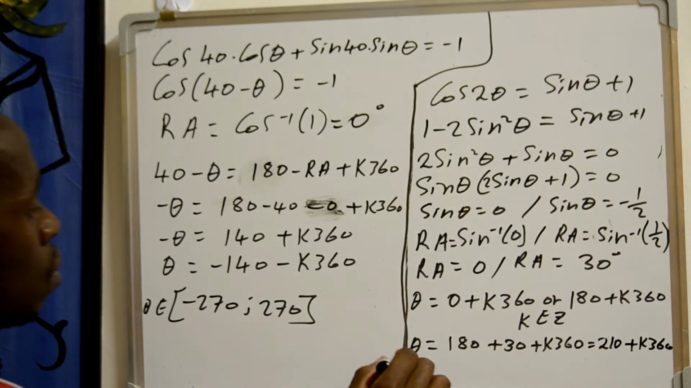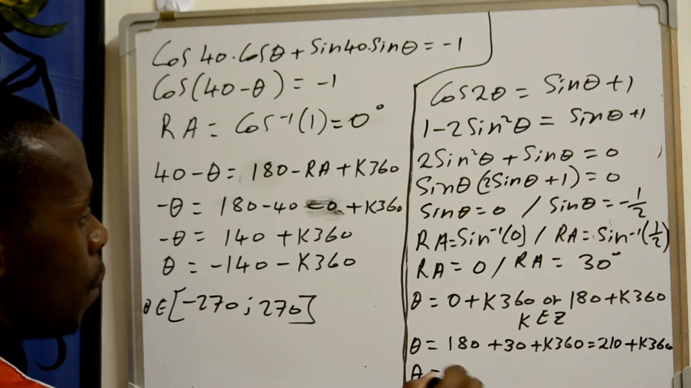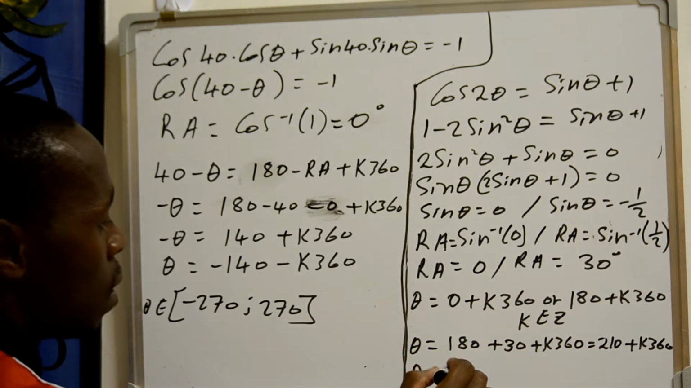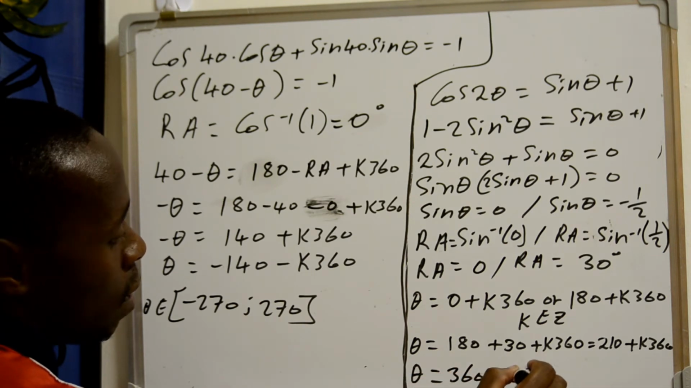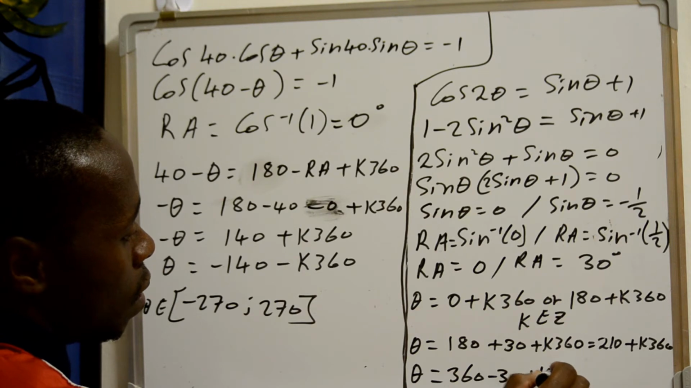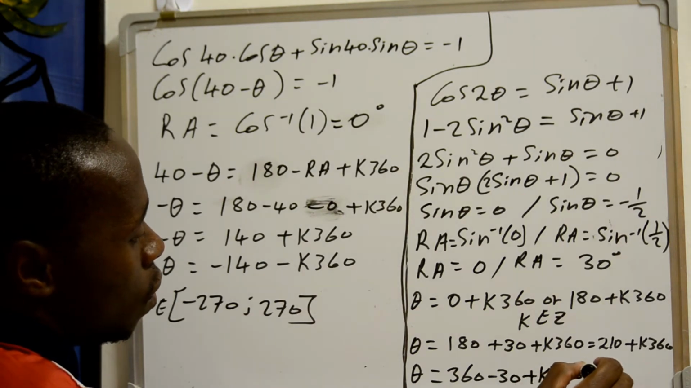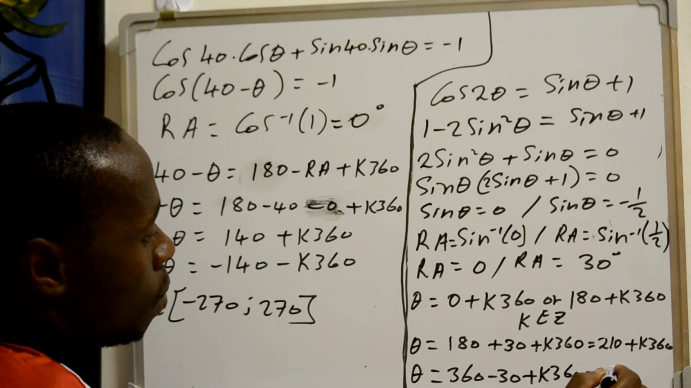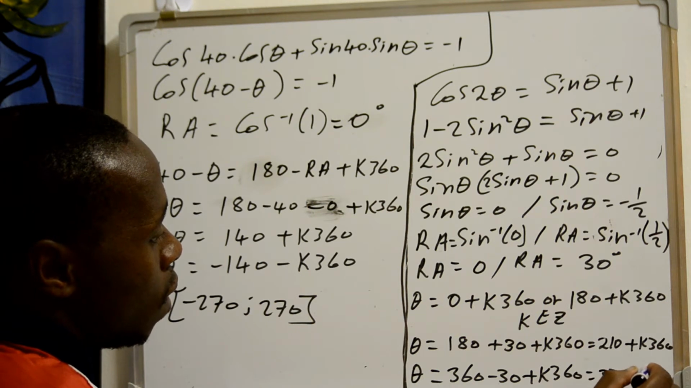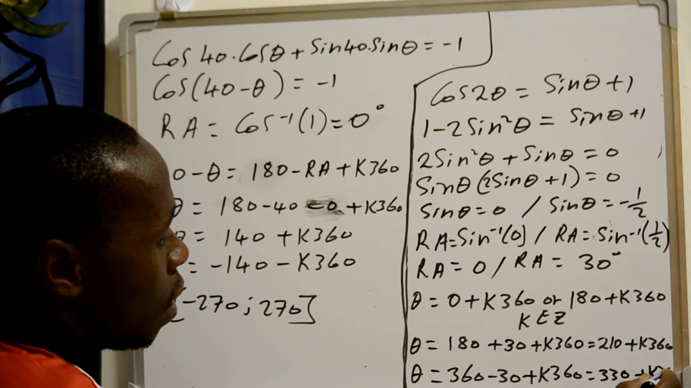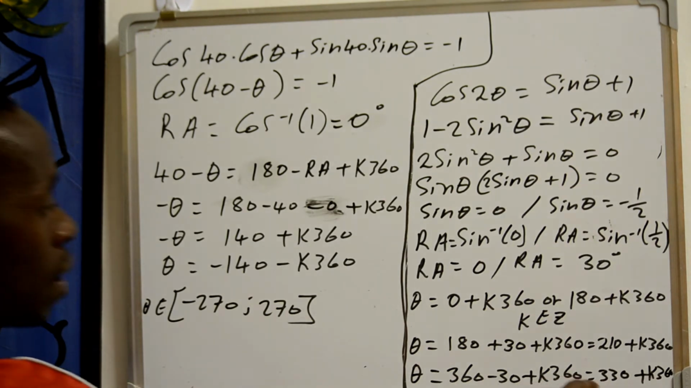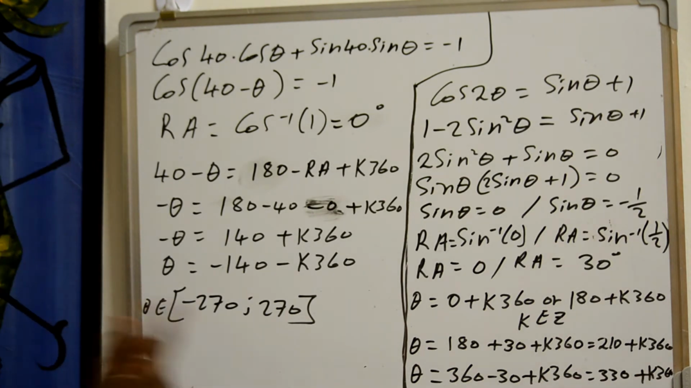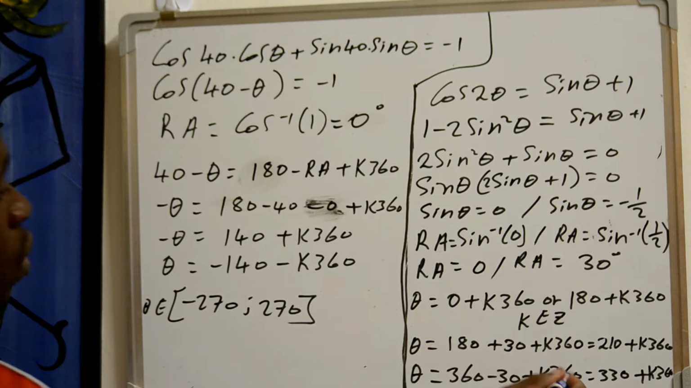So theta will be in the negative quadrant, 360 degrees, which is 360 minus 30, plus K360. Now the method of years, you don't have a problem. Then you take your marks. So this is 330 plus K360. General solution.